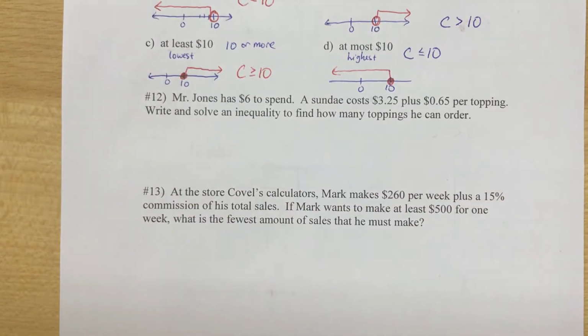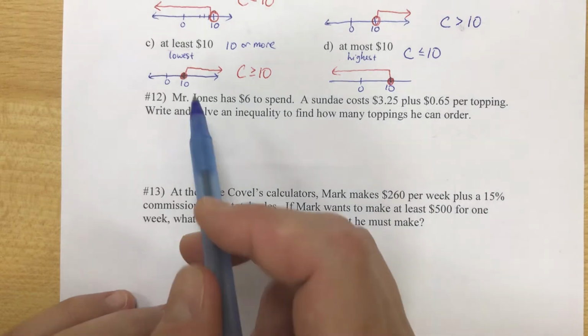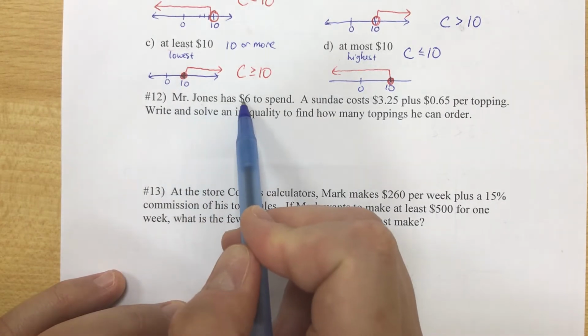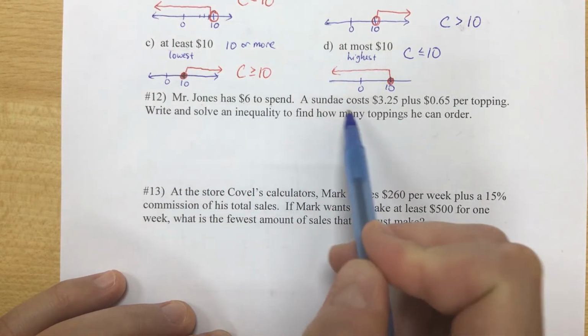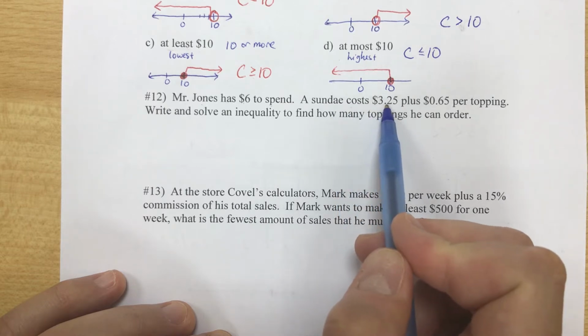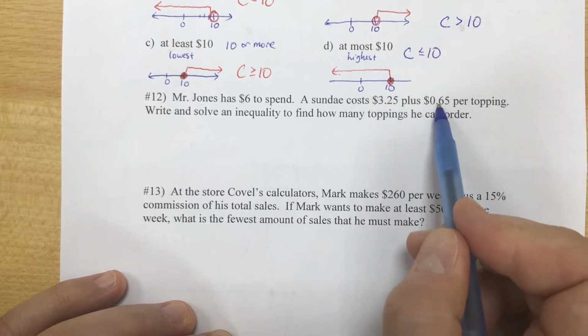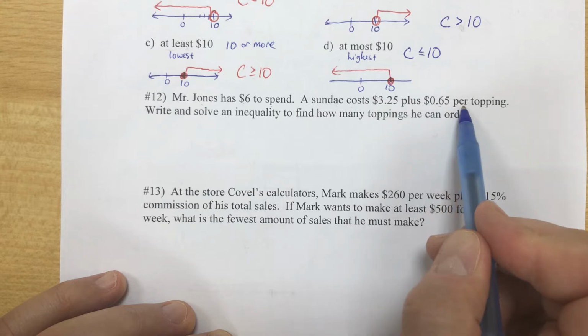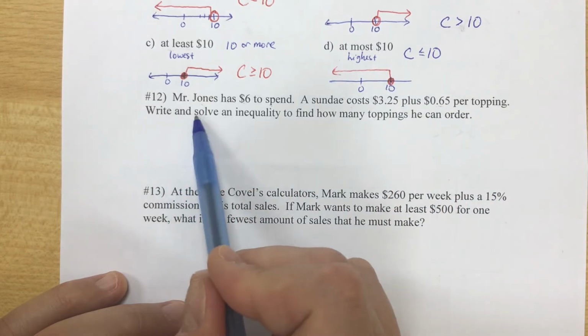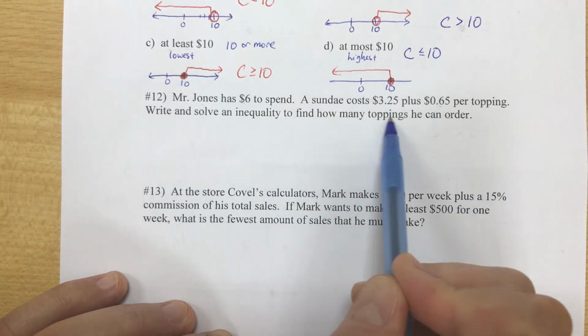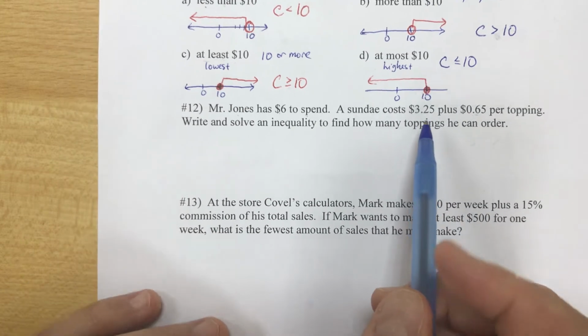So let's take number 12. We'll take a word problem here. Mr. Jones has $6 to spend. A sundae costs $3.25 plus 65 cents, 0.65, per topping. Write and solve an inequality to find how many toppings he can order.